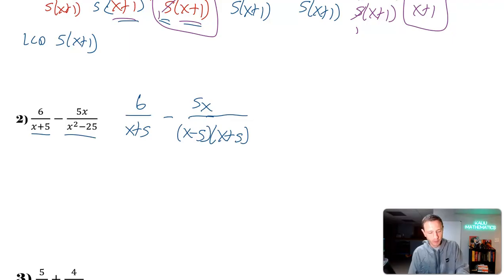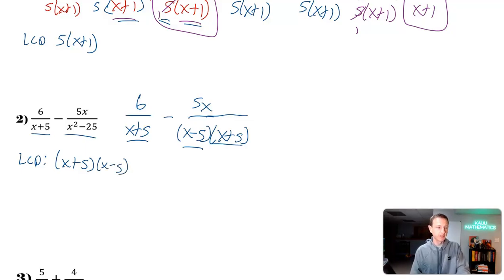From here, we want to identify the LCD. So I have a factor of x plus 5, and the second fraction here doesn't need anything because they both have the x plus 5, so we're good there. And then the x minus 5, though, this has a factor of an x minus 5. So the LCD is going to be x plus 5 times x minus 5. This first fraction does not have that factor of x minus 5. So that means I want to multiply both top and bottom by x minus 5.